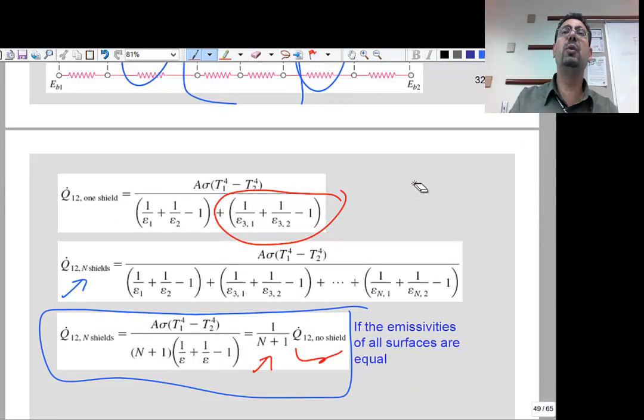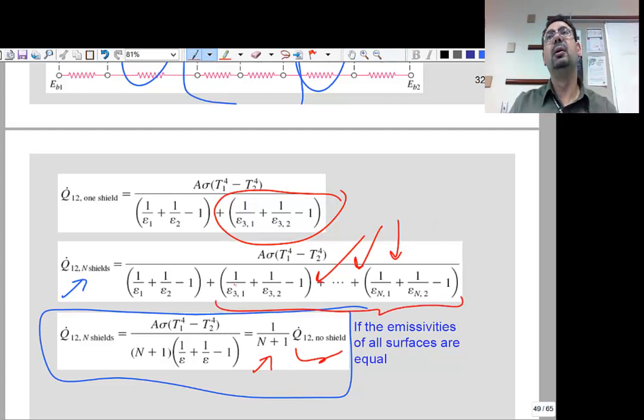Right? So you just use this formula for one shield. And if you add many shields, we'll add as many as you want. Those are all the new shields that are added. Questions?